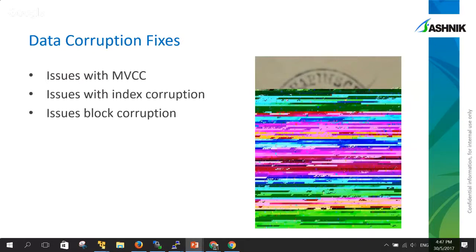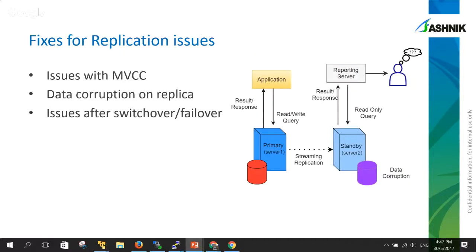The minor versions usually have data corruption fixes, like issues with MVCC. There have been very major issues in the past which have been fixed in these minor releases, or issues with index corruption, or issues of block corruption. They also contain fixes for replication issues.